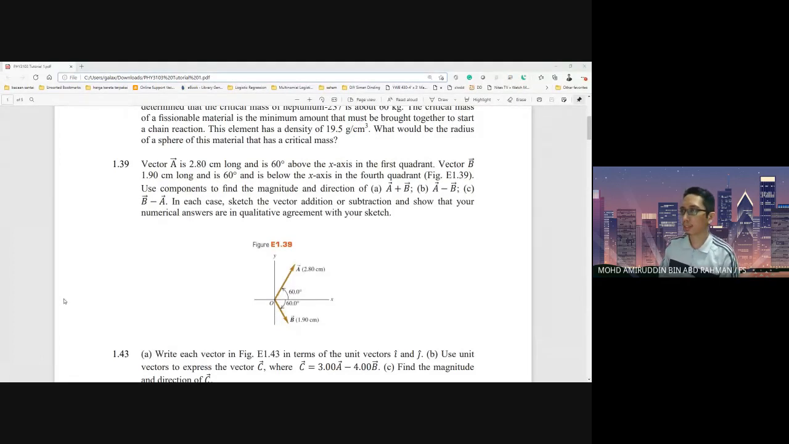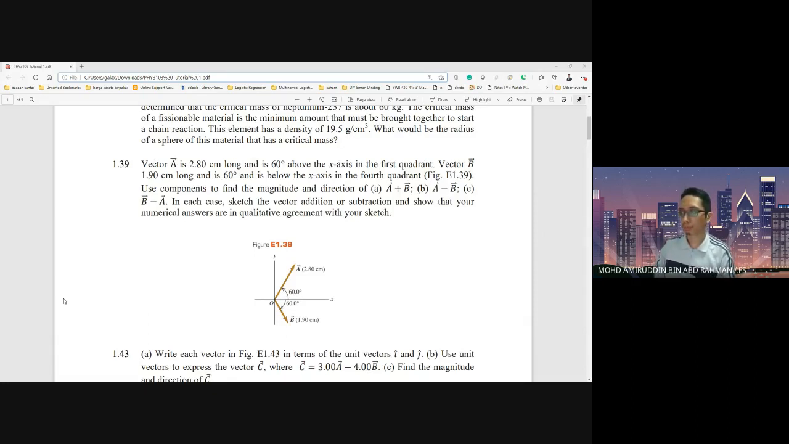And the vector B is 1.9 cm long and is 60 degree below the x-axis in the fourth quadrant. Use the components to find the magnitude and direction of A plus B. So how to solve that? So A plus B. Yesterday you learned about ways on how to do the vector addition. Either you add tail to head, or you can add tail to tail, or you first add vector B and then vector A. So those are the three ways to solve vector addition.